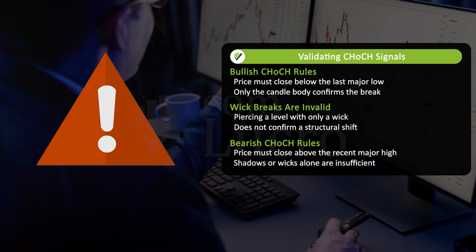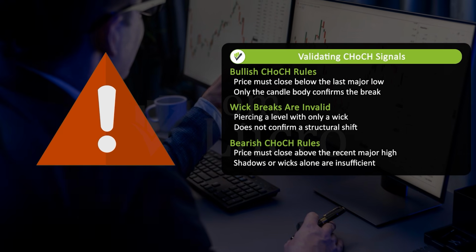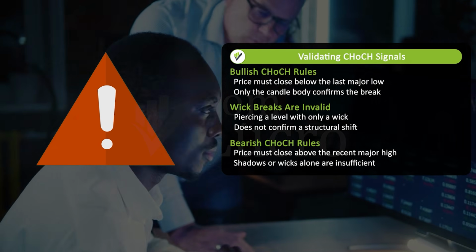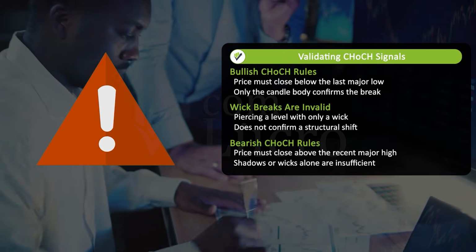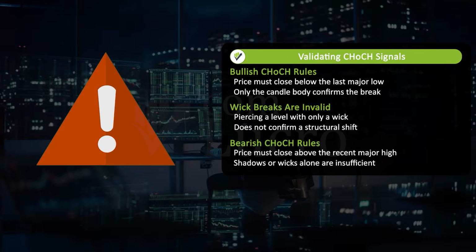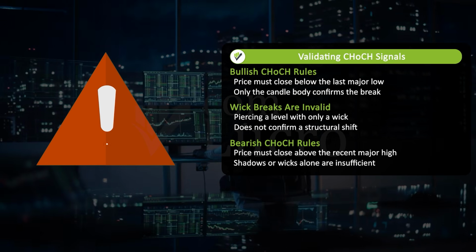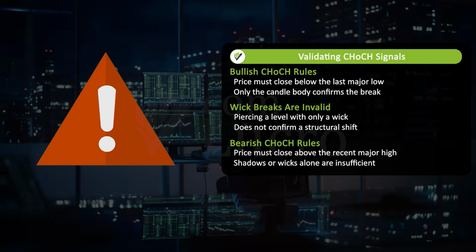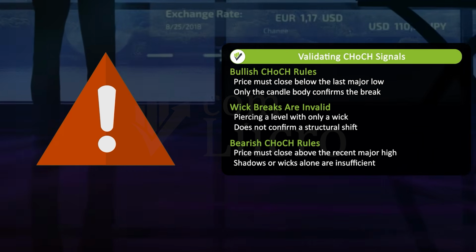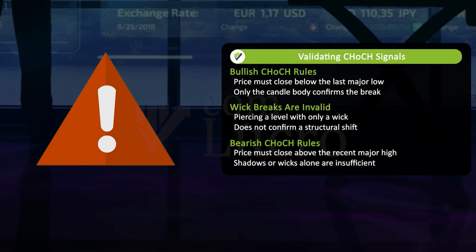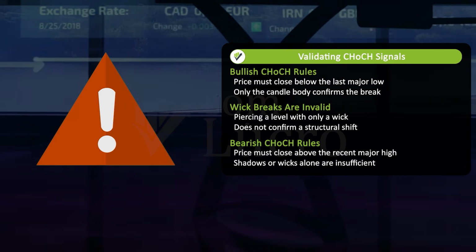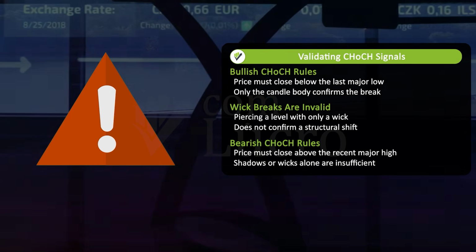If the price breaks the most recent high with a long wick or shadow and then closes within the high's range, the change of character is deemed invalid and cannot be seen as a decisive market structure shift. This principle is mirrored in bearish scenarios. For a change of character to be considered valid and highly probable, the price must break and close above the recent major high with the candle's body. Any penetration merely by a shadow or wick is regarded as insufficient.